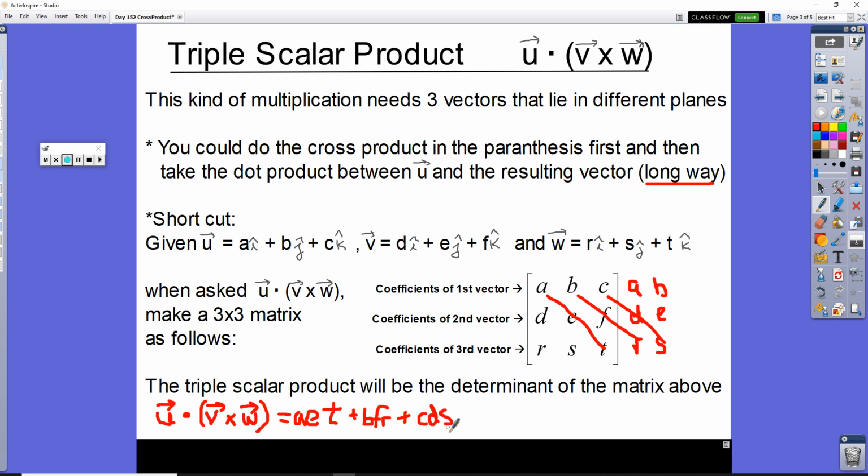And that completes the 3 diagonals that are going the normal way. Now the 3 diagonals coming back the opposite way have to be subtracted. So minus r times e times c, minus s times f times a, and last but not least, minus t times d times b. And again, none of these products have unit vectors on them. There's no i's, j's or k's. So these are all just going to be normal numbers. And at the end of the day, we're going to put these all together and just get one singular number that represents your triple scalar product. Just a number. That's what the word scalar means.